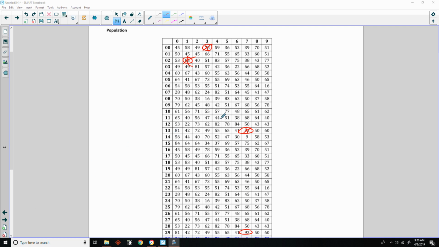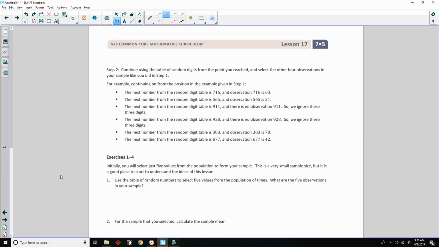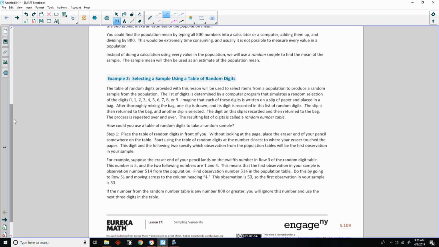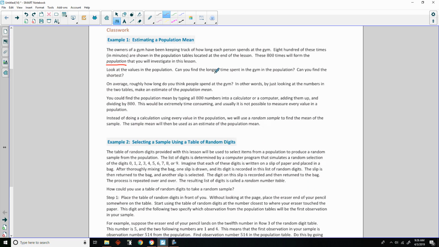I looked on the first page again for shorter than 11. I don't see any single digits. So if I go back up to the first page, where it says, can you find longest time spent, 92 minutes, shortest time, 11 minutes.